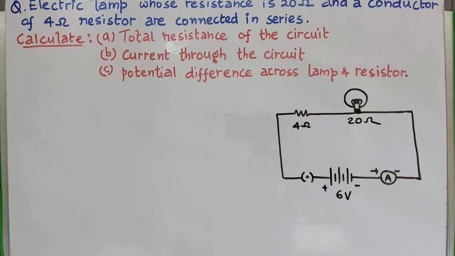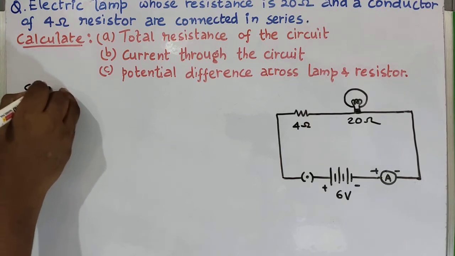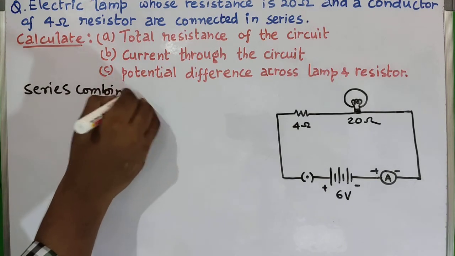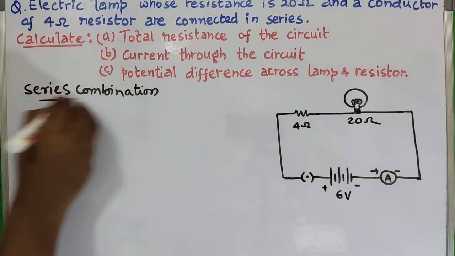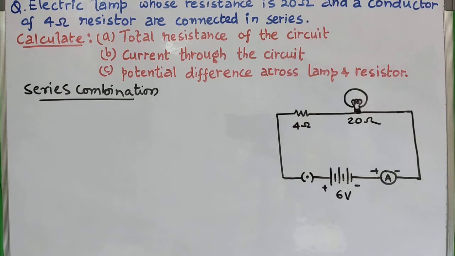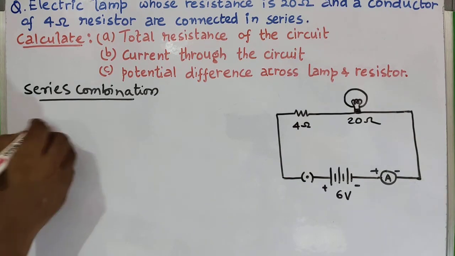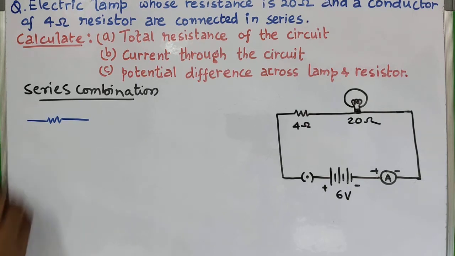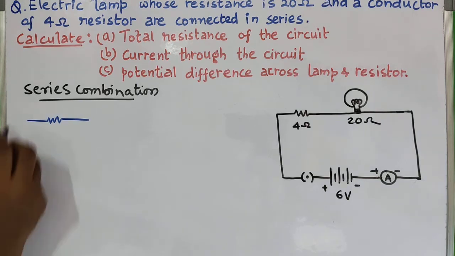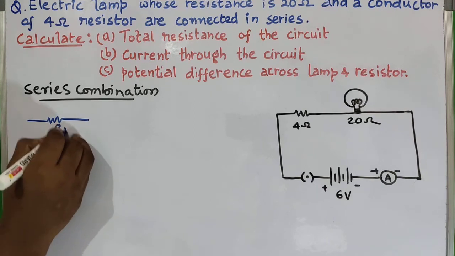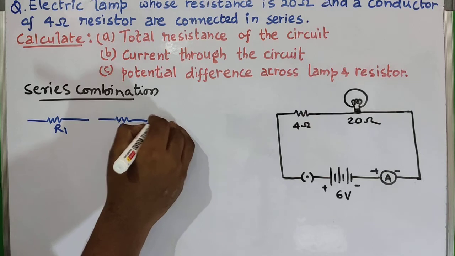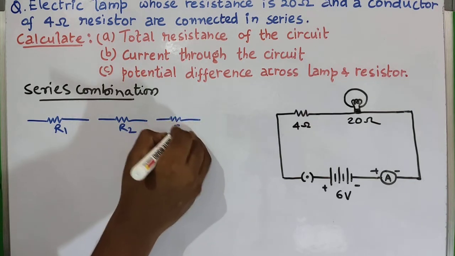So let us first understand series combination. So here we are combining resistors. Let us take 3 resistors. Suppose I have 3 resistors. A resistor is indicated like this. So this is the symbol of resistance. Let me call it R1. Then I have another one, let me call it R2. Then another one, let me call that R3.